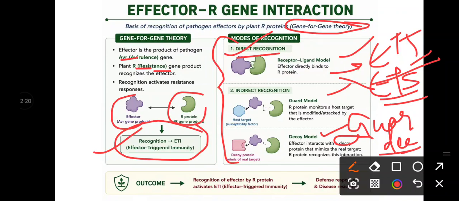So it's like the plant is putting some traps to trap the effector protein, and the plant is not allowing the R gene to directly interact with this effector protein. They just set up some traps, and when that trap interacts with the effector protein, that interaction will be recognized by the R protein, and ultimately the effector triggered immunity will be activated. So this is about the modes of recognition, direct and indirect.